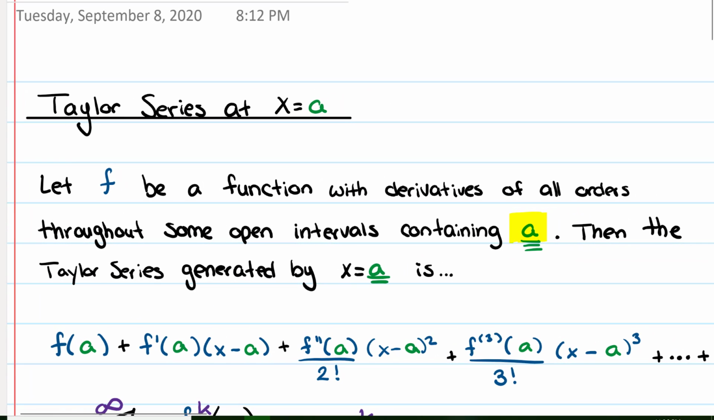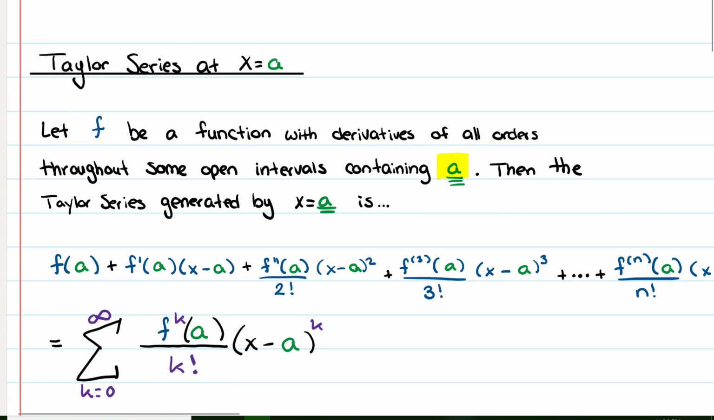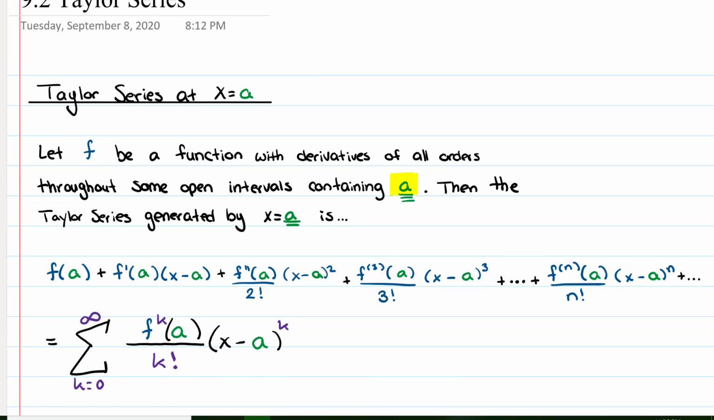So let f be a function with derivatives of all orders, just like before, throughout some open interval containing a. So now it's not just 0, it's any open interval where a is the x value we're looking at, so 5, 15, or whatever. Then the Taylor series generated at x equals a is all of this, which if you notice is exactly the same as the Maclaurin series, except the only difference is right here. Instead of just having x, we have x minus a, and in our series, it's x minus a.